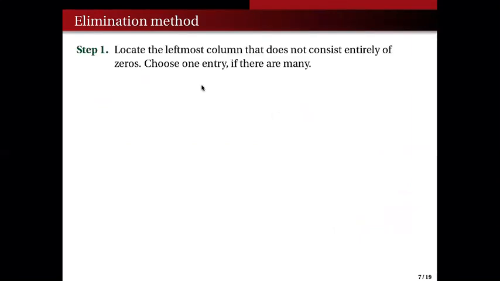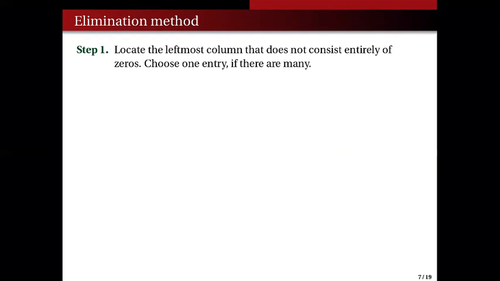Let us enumerate the steps of this elimination method. First, we locate the leftmost column that does not consist entirely of zeros. Choose one entry if there are many. So suppose you have a linear system, you write the augmented matrix.